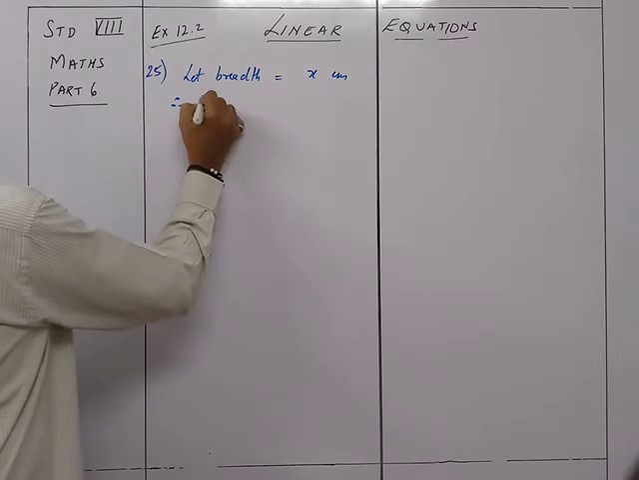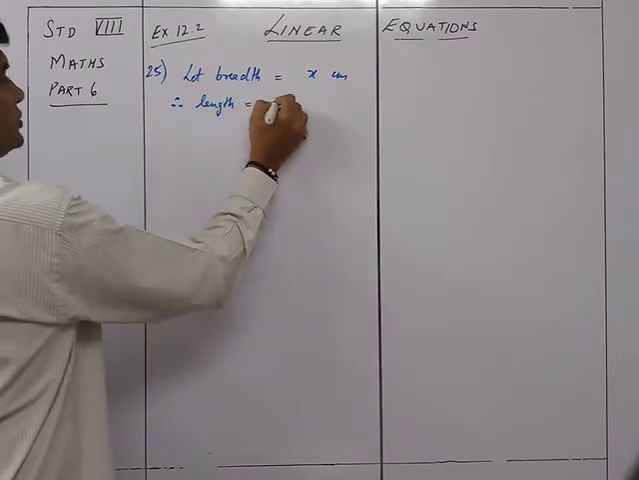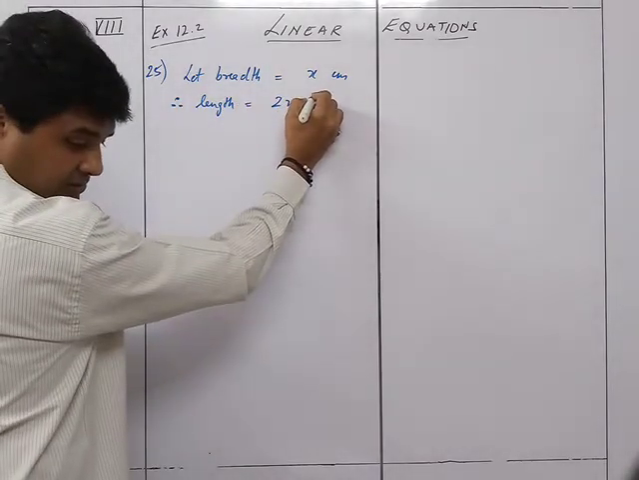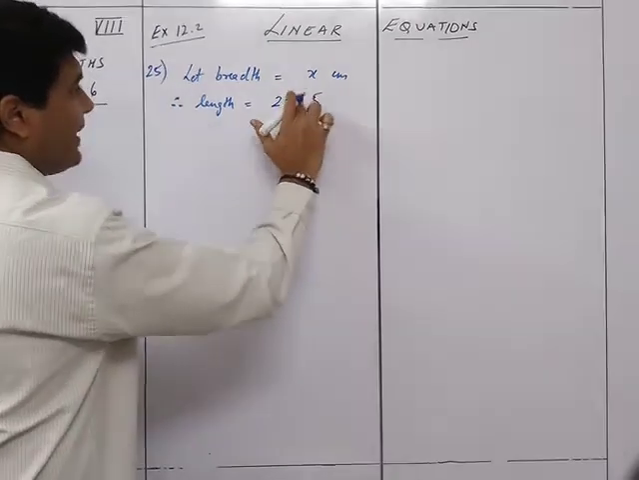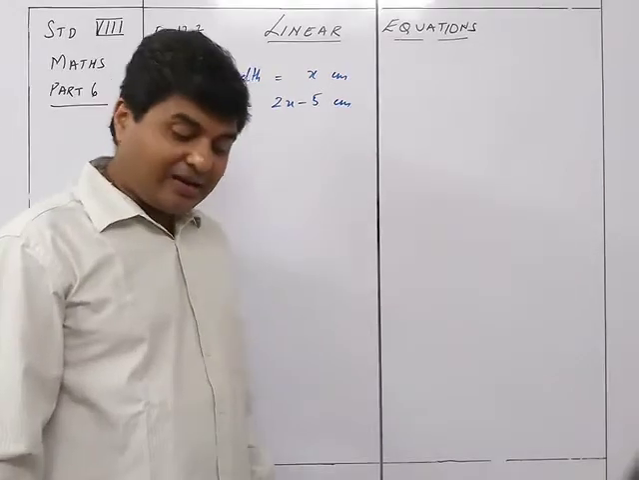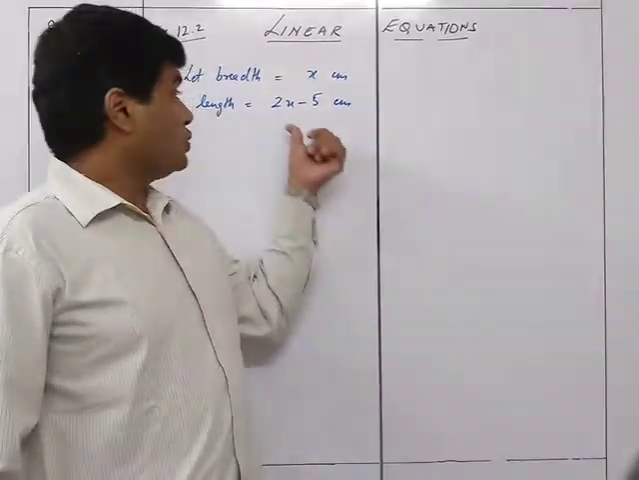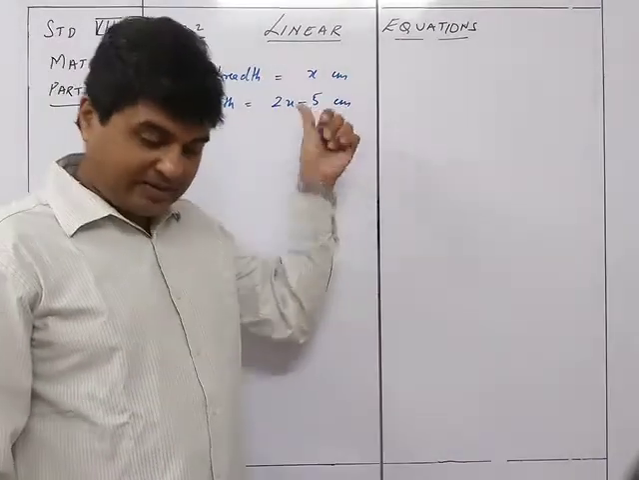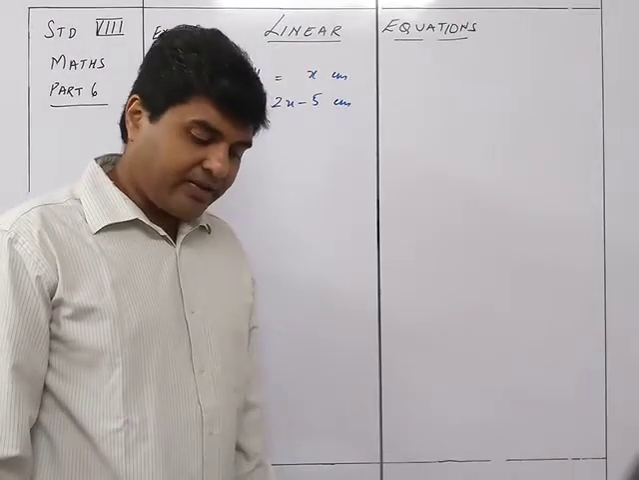Therefore, length is equal to 2x minus 5 centimeters, because the length of the rectangle is 5 centimeters less than twice its breadth. So twice its breadth, less 5 centimeters. That is the original thing.